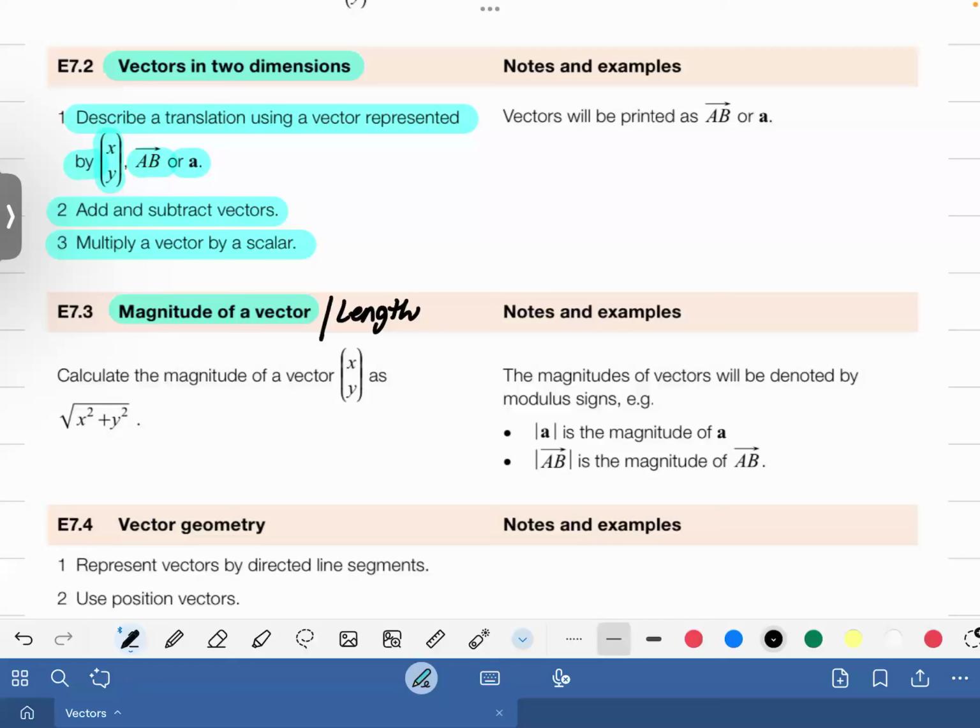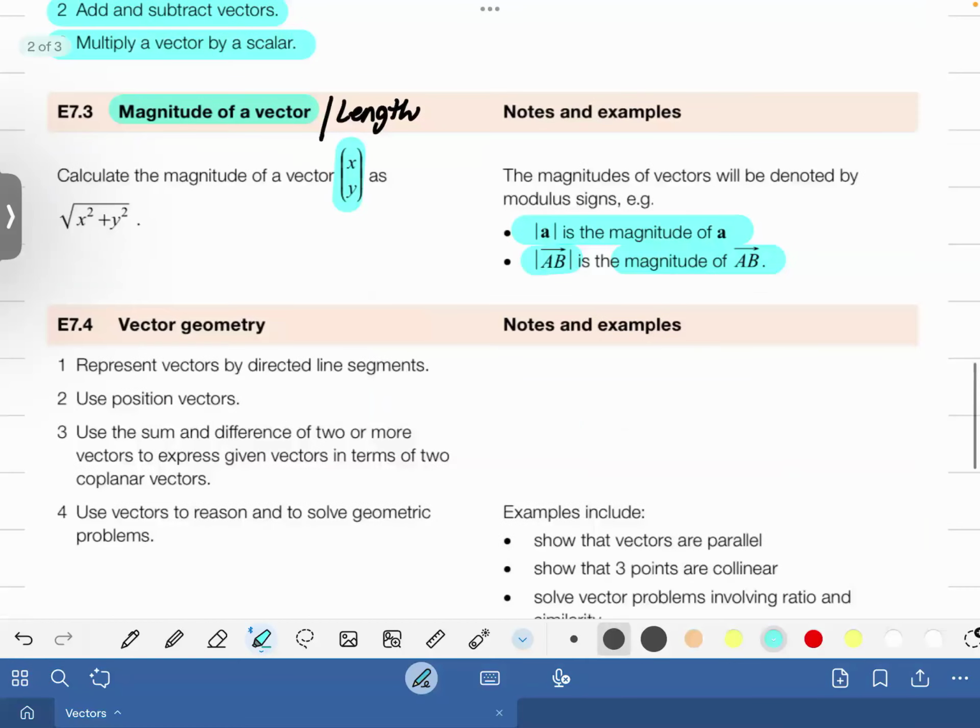So it is simply the length formula in coordinate geometry. Calculate the magnitude of the vector (x, y). The magnitude of a vector is denoted by the modulus sign. For example, two straight lines around a is the magnitude of a, or AB is a vector and two straight lines around it mean the magnitude of AB.